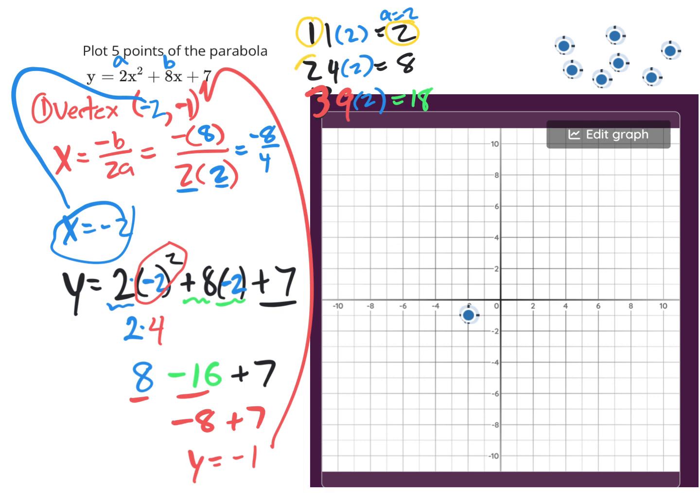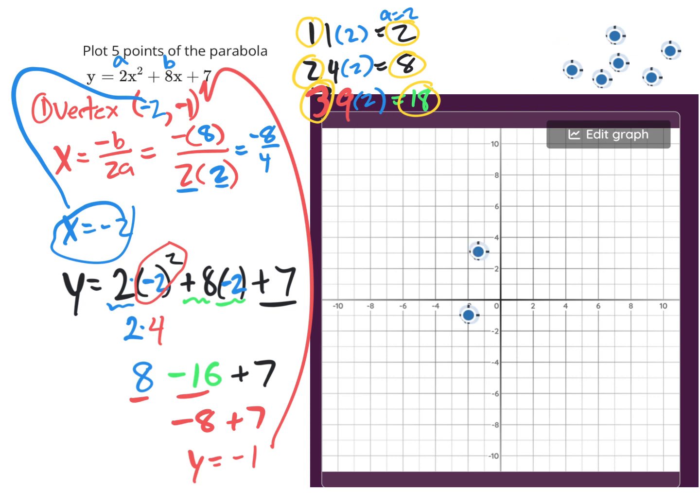And then you go back to the vertex and you go 2 over from the vertex and 8 up. And then you go back to the vertex, 3 over from the vertex, and 18 up. Now, you're probably not going to use all of them. It does say plot only 5 points, so we're probably not going to use the last one of 3, 18. But anyway, we do, from the vertex, go 1 over, 2 up.